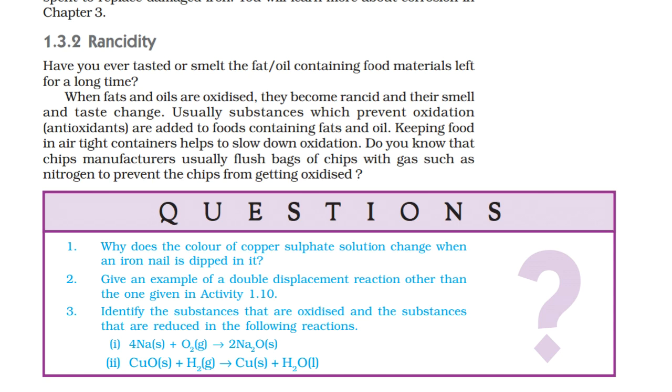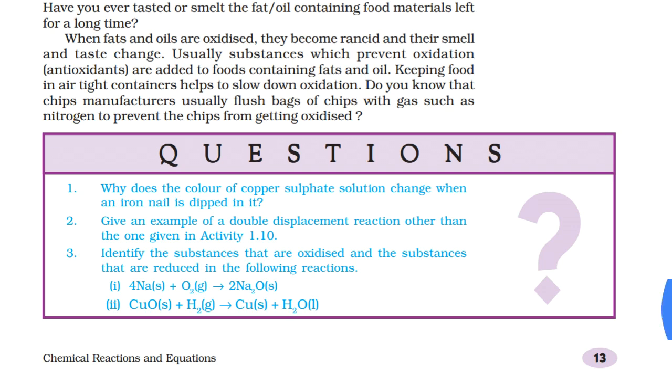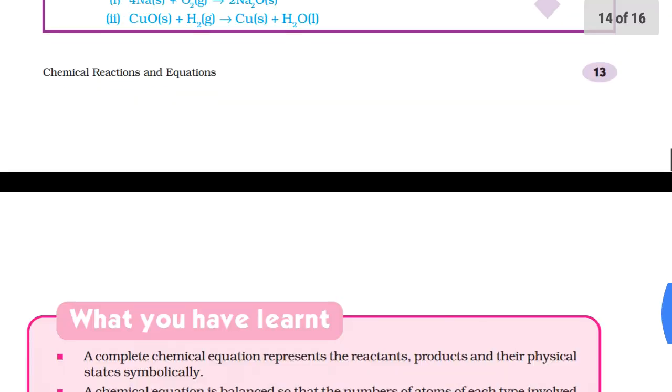Usually substances which prevent oxidation, or antioxidants, are added to foods containing fats and oil. Keeping food in air-tight containers helps to slow down oxidation. Do you know that chips manufacturers usually flush bags of chips with a gas such as nitrogen to prevent the chips from getting oxidized?